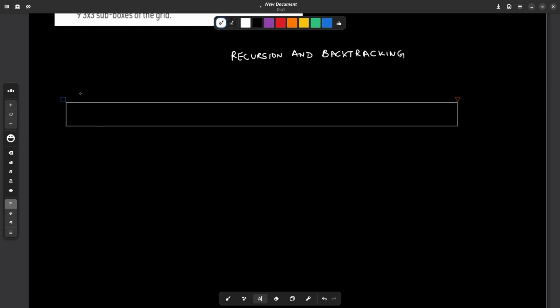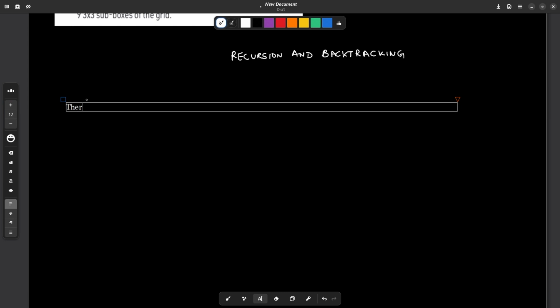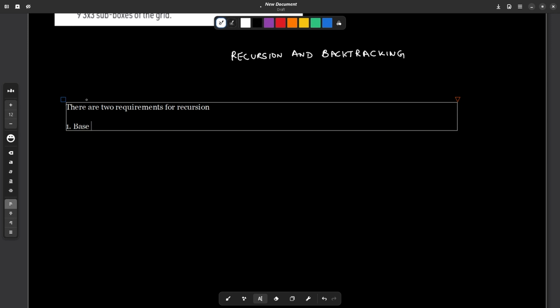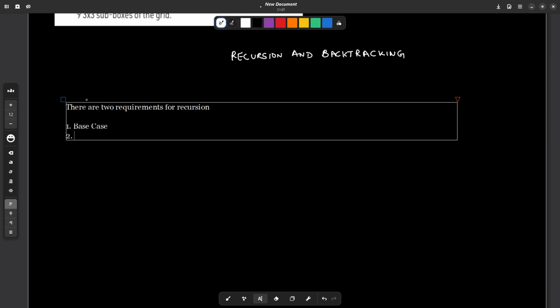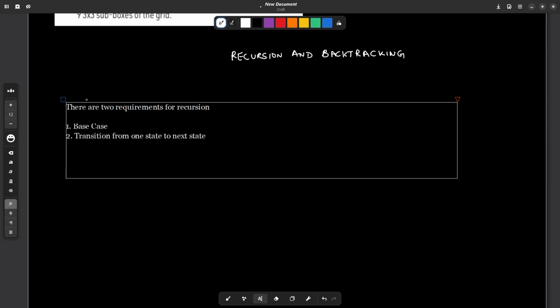There are two requirements for recursion. The first one is the base case, and the second is the transition from one state to the next state, right? These are the only two things that you need. So let us first discuss what will be the base case for this particular problem.